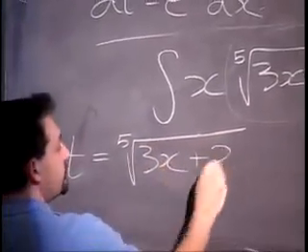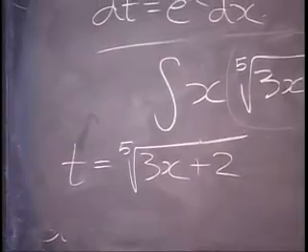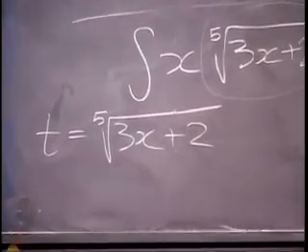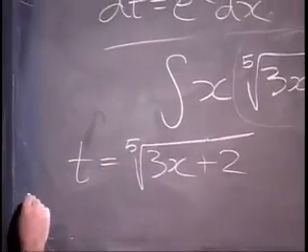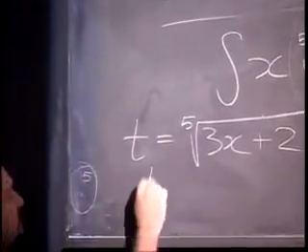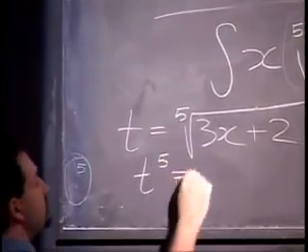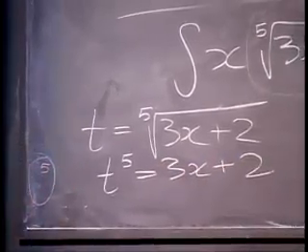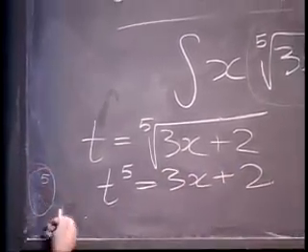Now, you could differentiate this to find dt, but you can actually play some nice tricks. You can do things like this. I'll show you the nice trick. Take the fifth power of both sides, and you get t to the 5 equals 3x plus 2. And then you can actually differentiate this implicitly both sides.